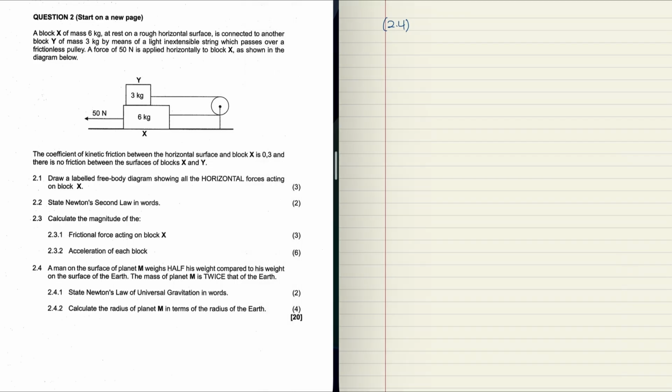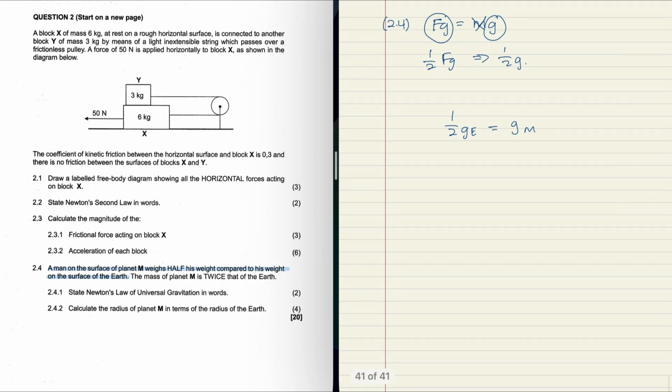So from this first part, if his weight is half, remember Fg is weight, and that's equal to mass times gravity. If the mass is constant, it means that the weight is proportional to gravity. So if the weight is half, the gravity must be half. Now we can set up some kind of equation. In other words, if I halve the gravity on Earth, I'm going to get the gravity on planet M.